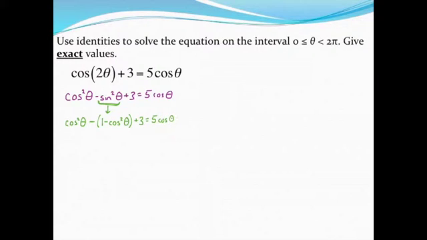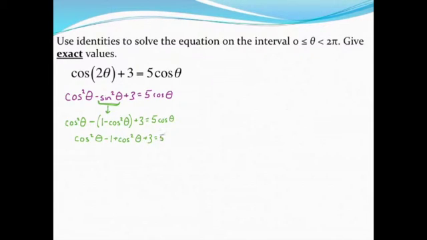Okay, so let's start distributing and see what happens with this. Again, it's going to involve some factoring before we're done. So it's going to involve a little bit of work. So cosine squared of theta minus 1 plus cosine squared of theta, don't forget to distribute that negative sign, and then plus 3, and again equals 5 cosine theta.